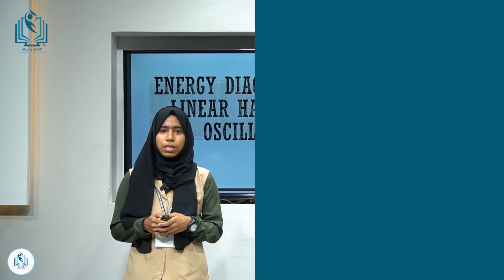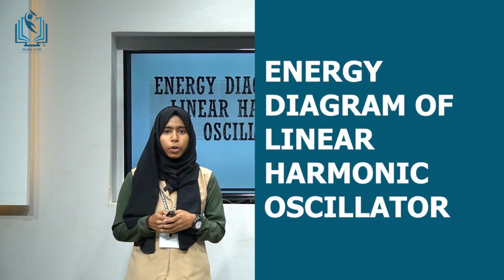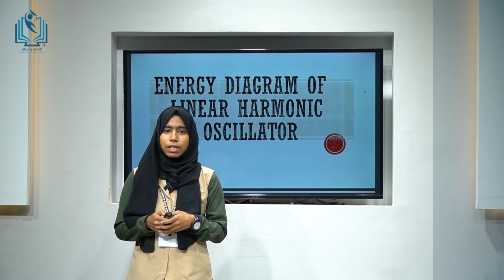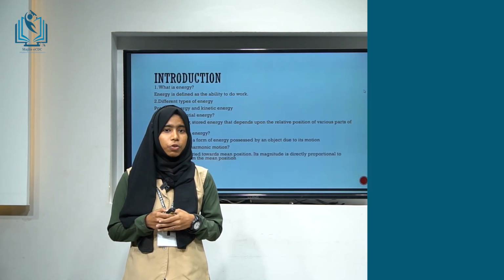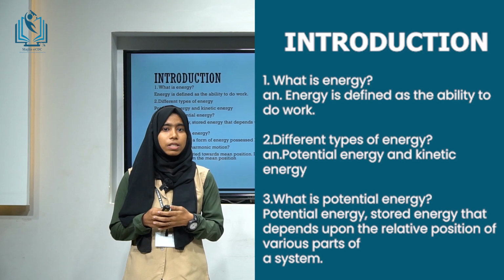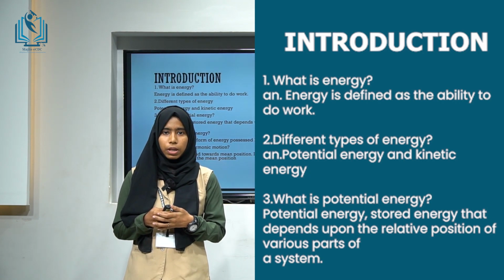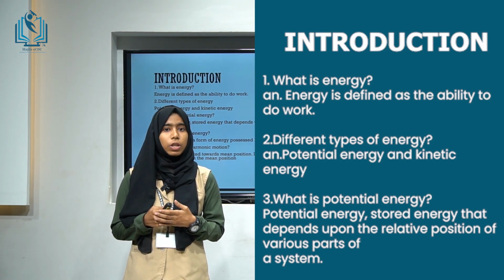In this section, we're going to discuss the energy diagram of a linear harmonic oscillator. Before we get into that, let's begin with some basic terms related to the energy diagram. Introduction. What is energy? Energy is defined as the ability to do work. In this section, we're going to discuss two types of energy, potential energy and kinetic energy.